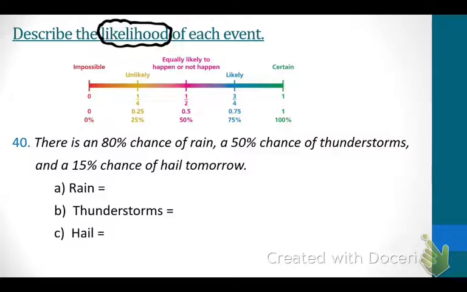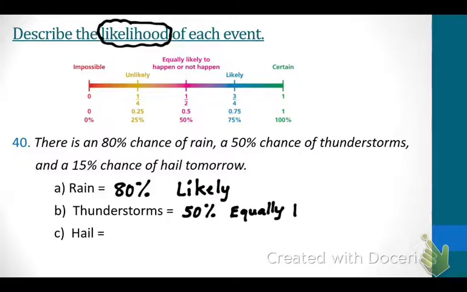So the rain, what was the percentage chance that it said? 80%. Guys, according to that chart up there, what's the likelihood if something says it's 80% chance of rain? It is likely that it will rain, unfortunately. The next one, thunderstorms. What percentage does it say? 50%. Guys, what is the likelihood of a 50% thing? Okay, I want you to write out that whole thing. Equally likely to happen or not happen. If you don't have that, go ahead and fill it in for me.